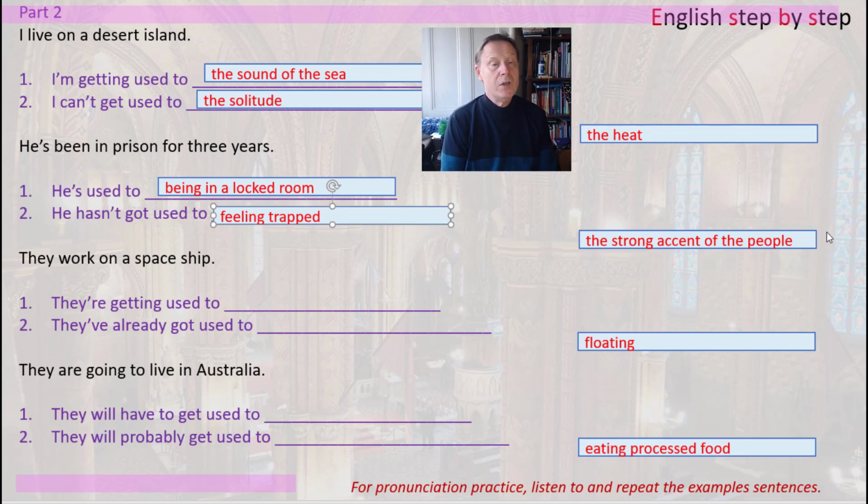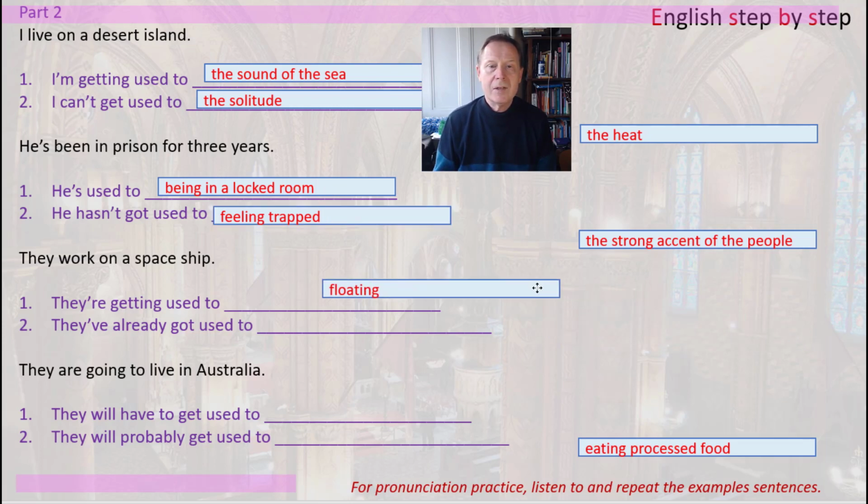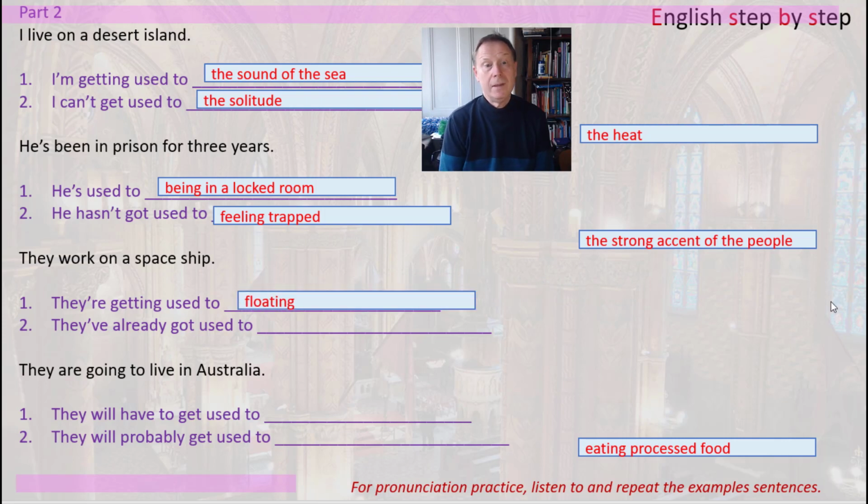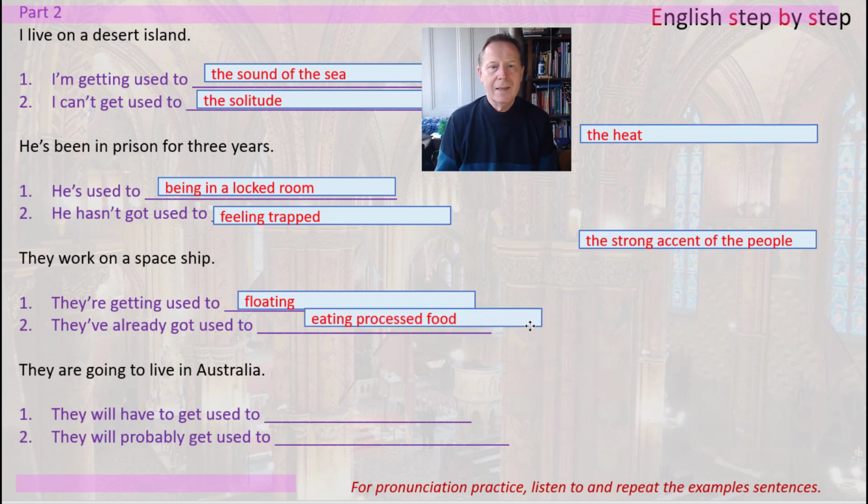Now, situation number 3, they work on a spaceship. They're getting used to, well, in this case, floating, because there's no gravity. They're getting used to floating. They've already got used to, well, in this case, eating processed food.